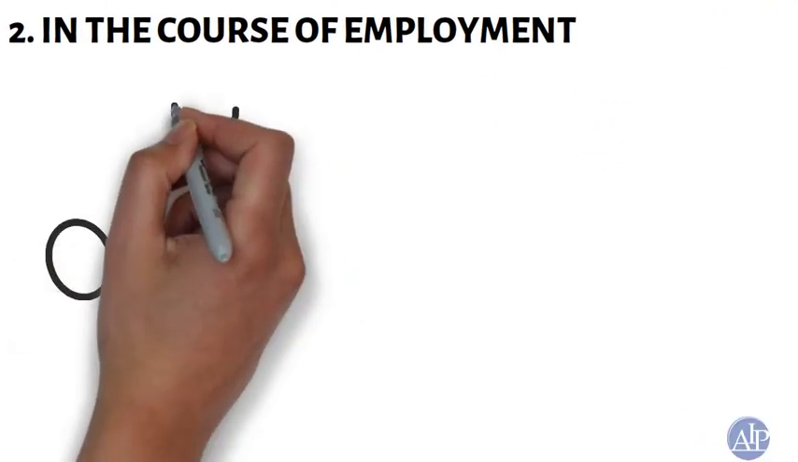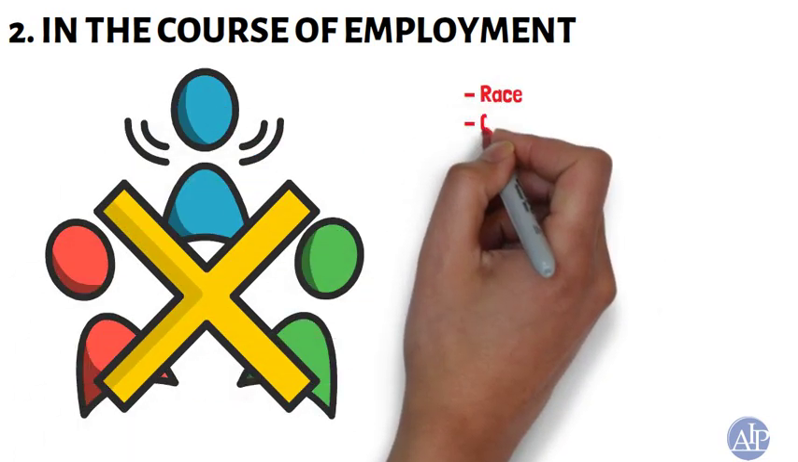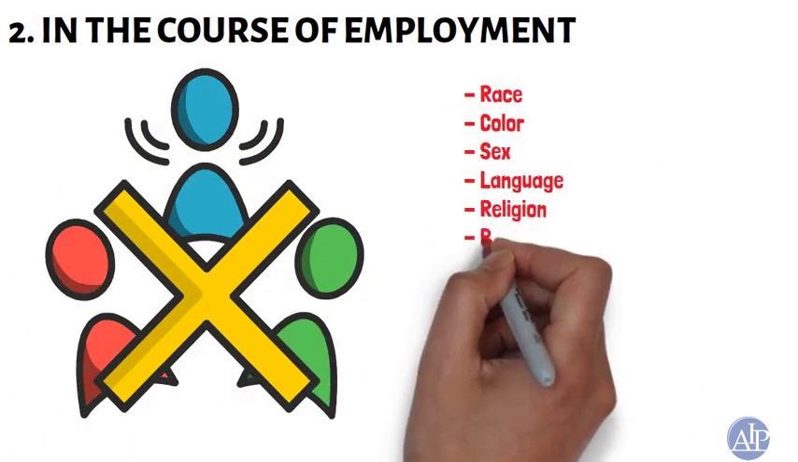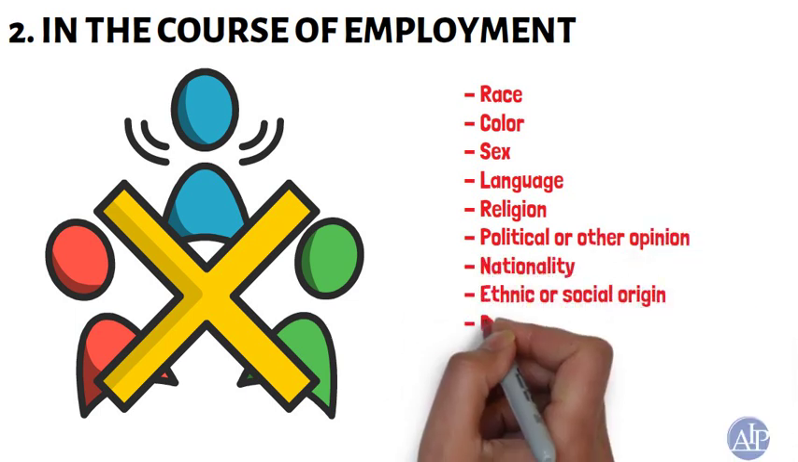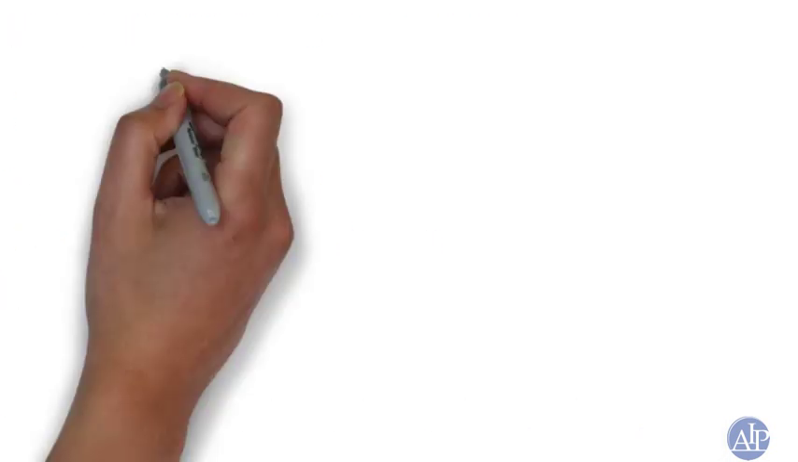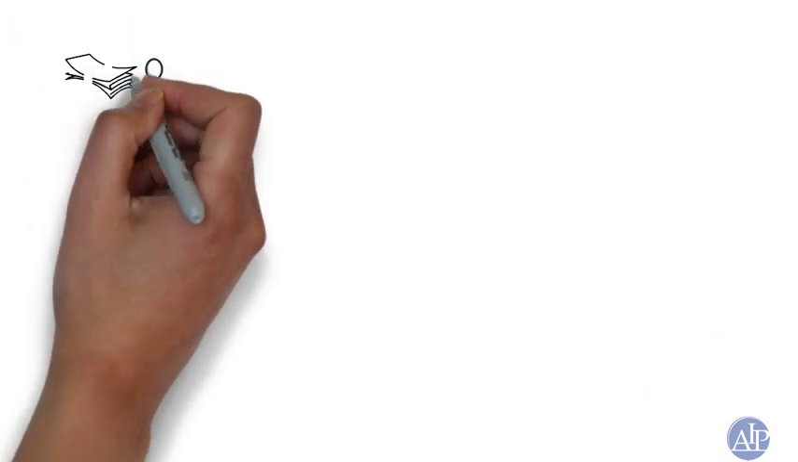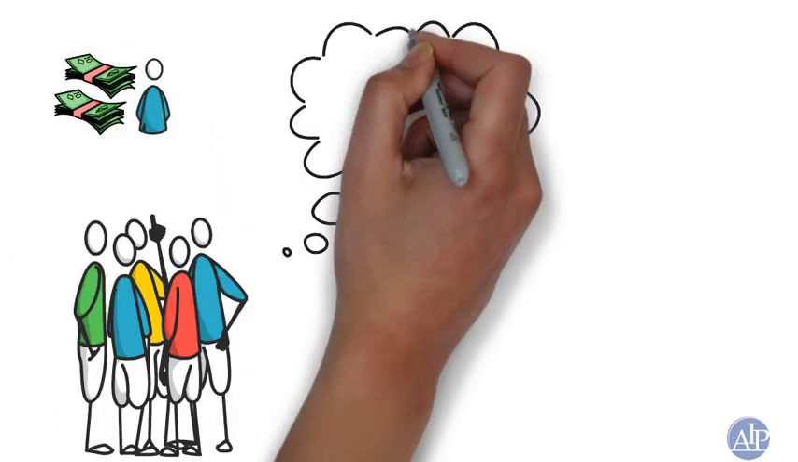2. In the course of employment. During employment, an employer is by law prohibited from discriminating against an employee on grounds of race, color, sex, language, religion, political or other opinion, nationality, ethnic or social origin, disability, pregnancy, mental status, and HIV status. A commonly cited form of discrimination in the course of employment relates to disparity in the pay given to employees for performing the same job.